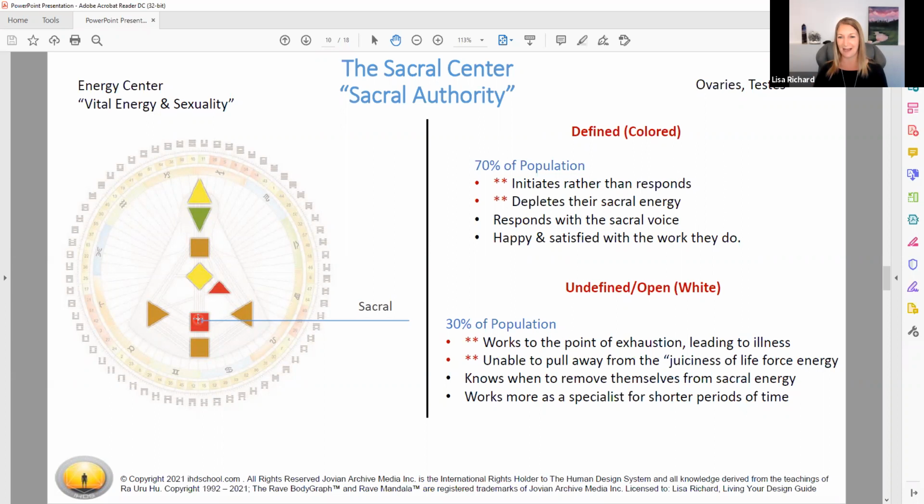Now for the other energy types, that is white in your chart. This is about 30% of the population. When you are in that not self state, you are trying to be like the generators and manifesting generators of the world. You are trying to do as much as they can. You're trying to get as much accomplished as they can. You end up working yourself to the point of exhaustion, and that can lead to illness.